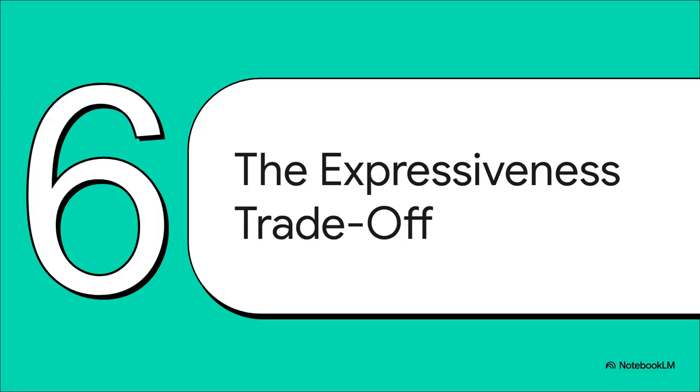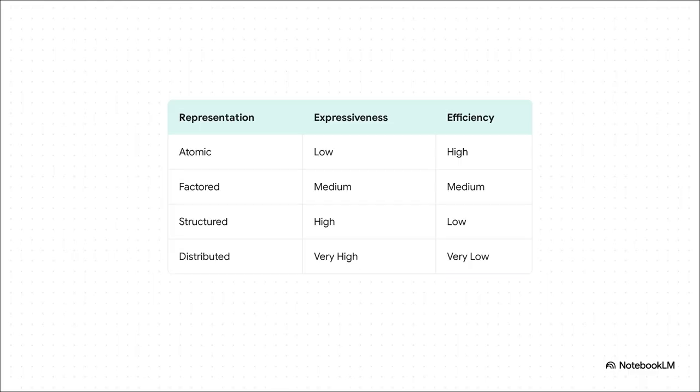Okay, before we wrap up, there's one last really crucial concept to get our heads around, because it's not always about just using the most complicated method you can find. There's a fundamental trade-off we have to understand. This chart really shows the essential trade-off in AI. As we climb that ladder, from atomic all the way to distributed, the expressiveness, the power to capture really complex meaning, has skyrocketed. But all that power comes at a cost. The more expressive and powerful the model is, the less efficient it becomes. It needs massive amounts of data and computational resources to run.